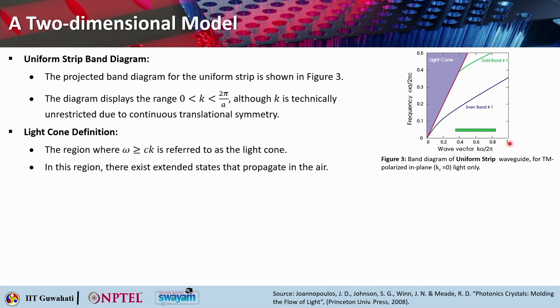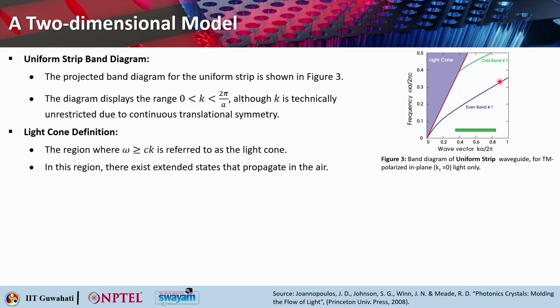So, what is the definition of the light cone? We have discussed earlier that the region which lies above the light line, that is omega equals c k, anything above this gives you the light cone. The lower boundary of the light cone is the light line. In this region, there are extended states that can propagate in air. This blue shaded region shows the light cone, and it contains extended states which are allowed to propagate in air.